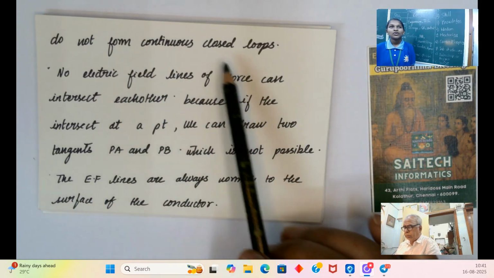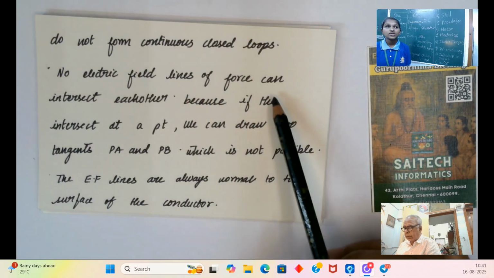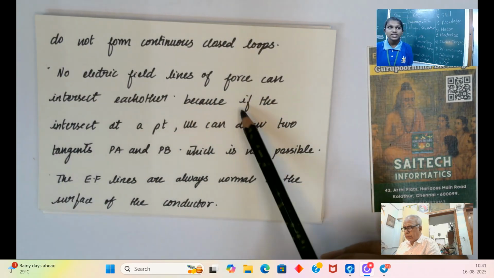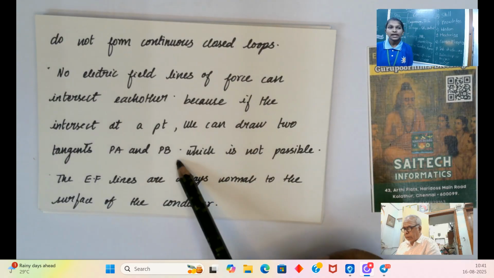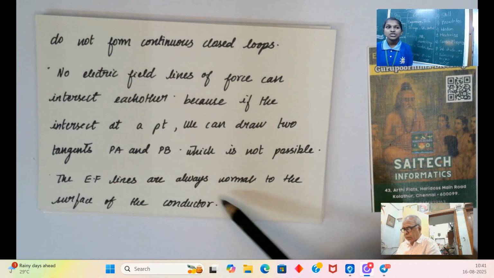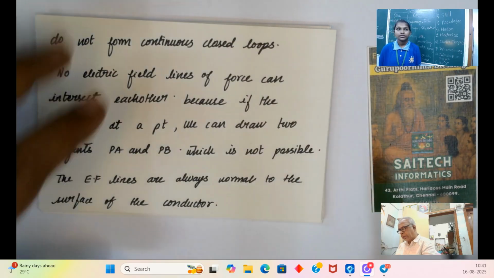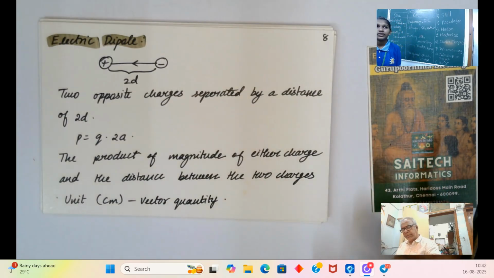Electric field lines do not form continuous closed loops. No electric field lines of force can intersect each other because if they intersect at a point, we can draw two tangents, that is PA and PB, which is not possible. The electric field lines are always normal to the surface of the conductor. Normal means what? 90 degrees, sir. Perpendicular. 90.